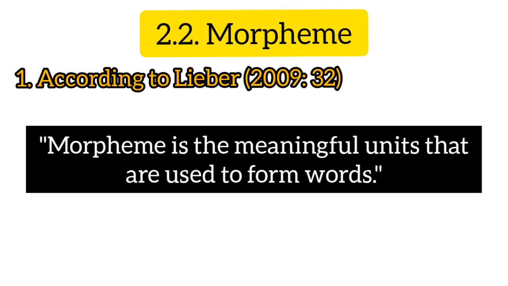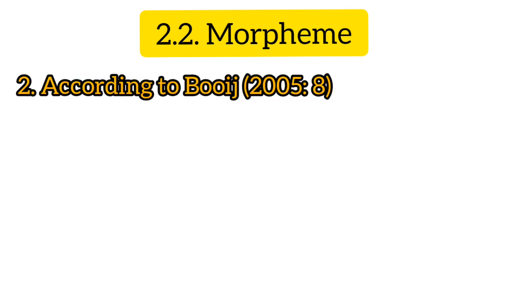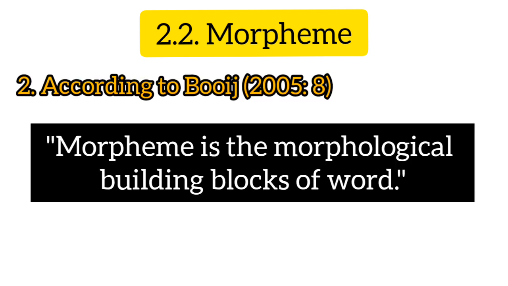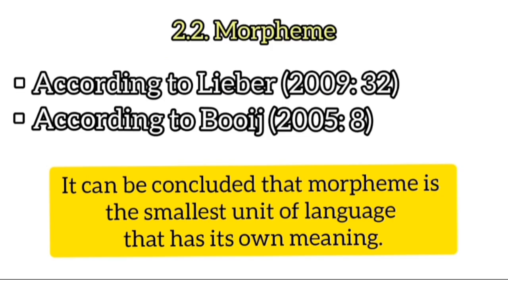According to Lieber, morpheme is the manifold units that are used to form words. And the second expert, Booij, says morpheme is the morphological building block of words. So from the two experts, Lieber and Booij, morpheme can be concluded as the smallest unit of language that has its own meaning.